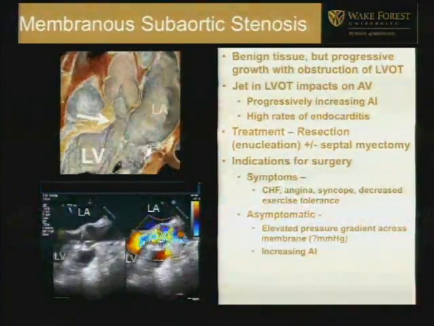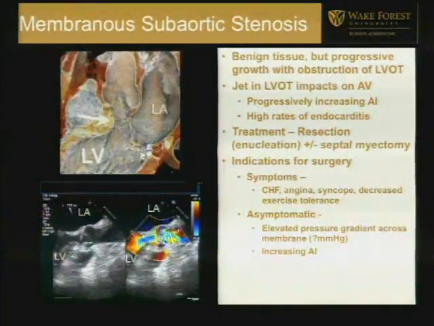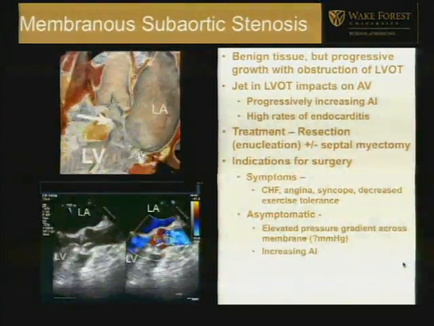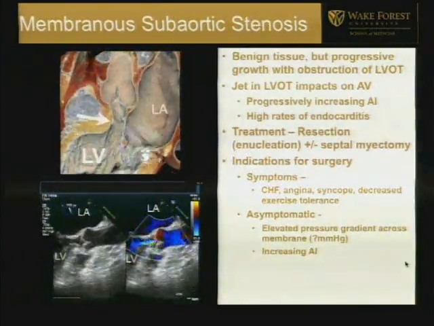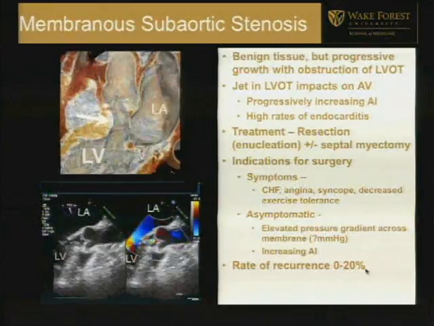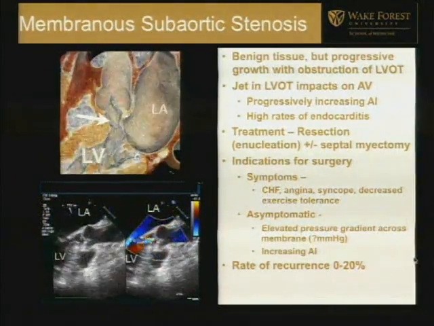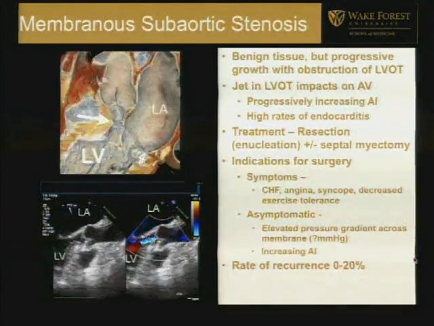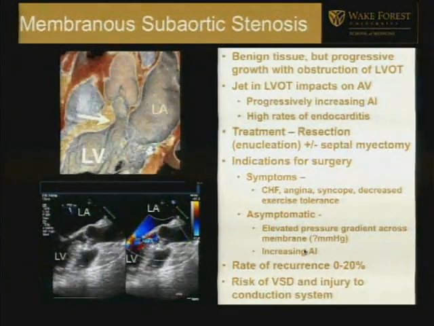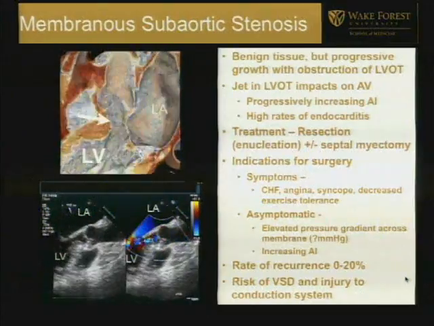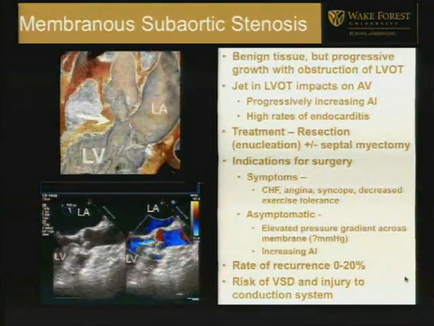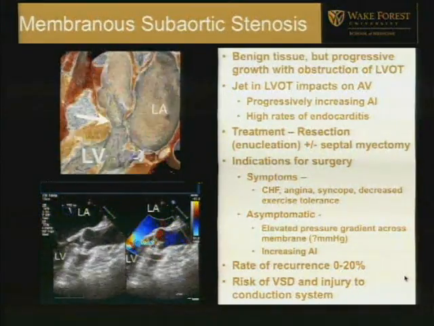The idea being that if they operate early, they can prevent the progressive degeneration of the valve, and they can save the patient's valve. The last thing you want to do is put in a valve in a young patient because you know that they're going to need repeated surgeries. And the rate of recurrence after surgery depends on who you read. Some studies show 0%, other studies have shown up to 20%. And of course it varies depending on which entity they're dealing with preoperatively to begin with. And there's always a risk of VSD when you resect one of these, or injury to the conduction system.